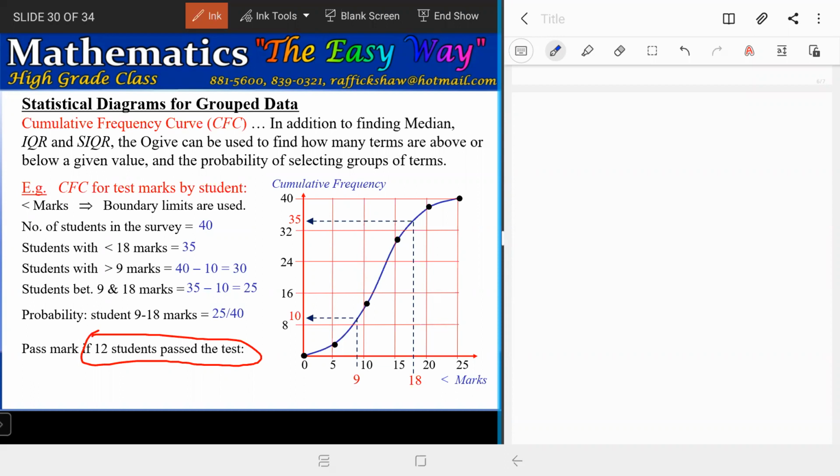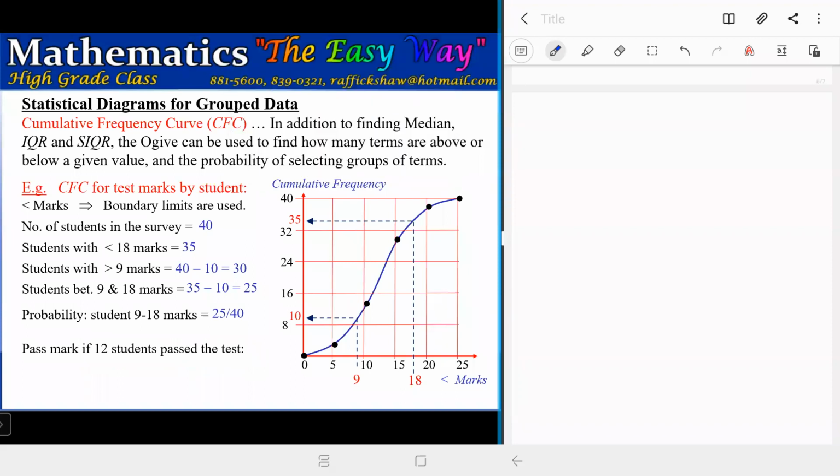Yes, sir. Or you can score what the 29th student got, because from the 29th student up to the 40th student, those are the 12 that pass the test. So the first one that passed the test is the 29th student. So that's another way we can do it. But most people would subtract 40 minus 12 and get 28.